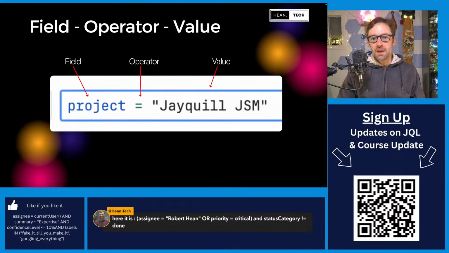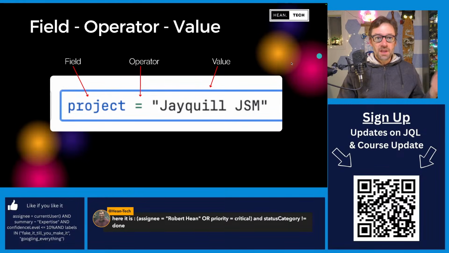Assignee equals Robert Hean is one clause. Priority equals critical is another clause. Status category does not equal done, another clause. Each one of those clauses has a field, an operator, and a value. Assignee is a field. Equals is an operator. Robert Hean is a value.